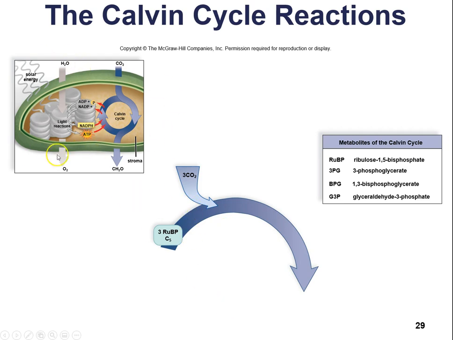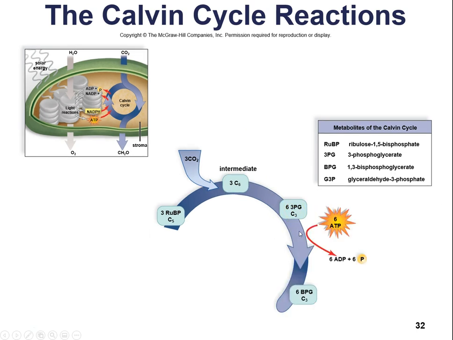Again, there's our overview picture. We already just went through the light reactions. The light reactions produce the energy necessary to drive the Calvin cycle. Now we're in the Calvin cycle. Here's your carbon dioxide coming in. It's going to join with this RuBP. It forms this 6 carbon intermediate, then that splits into 2 3 carbon intermediates.